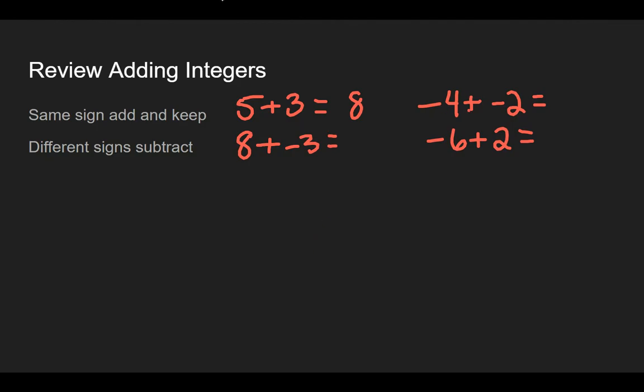Looking here, we have -4 plus -2. Well, they're both negative, so we're going to add them together. That gives us 6, and we're going to keep the sign, so it is a -6. And here we have different signs, subtract. So here we have 8 plus a -3.